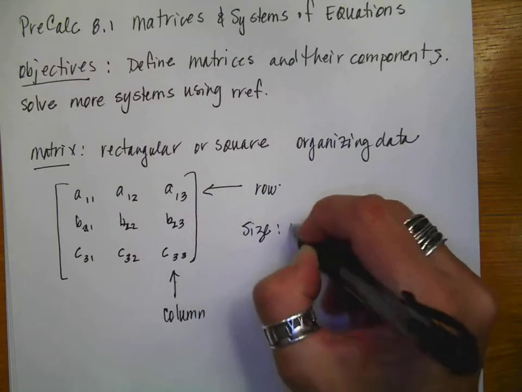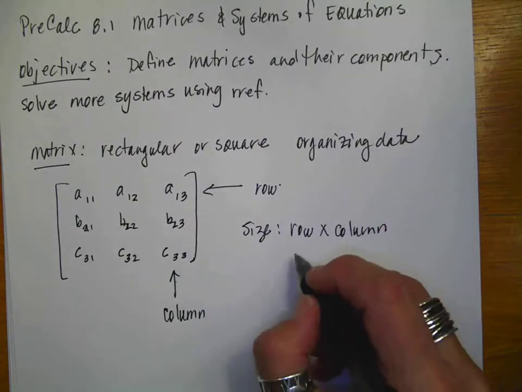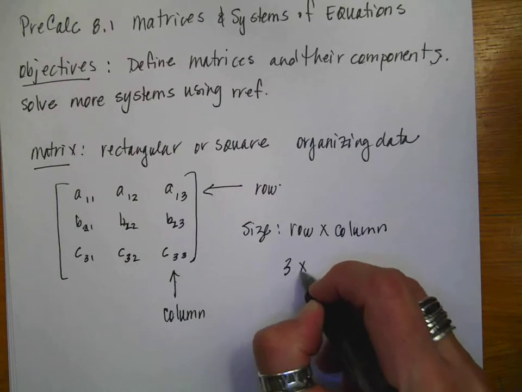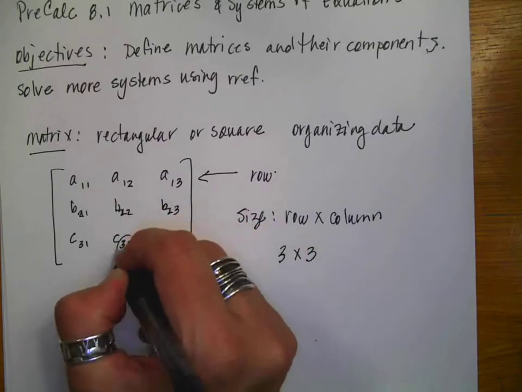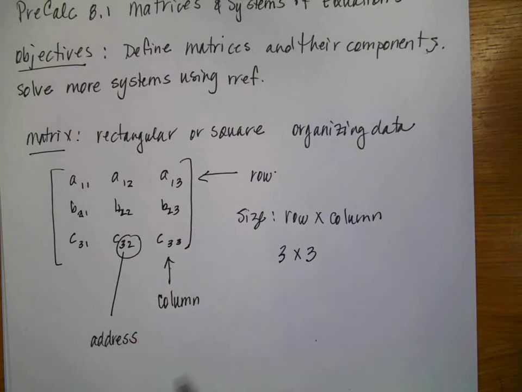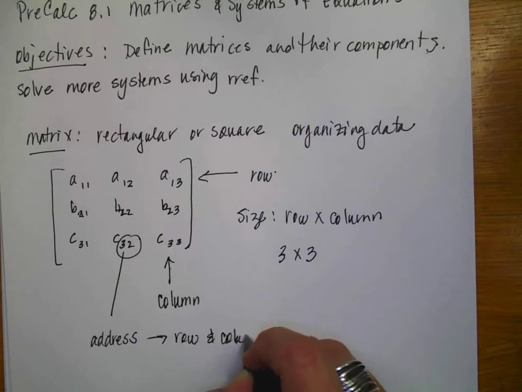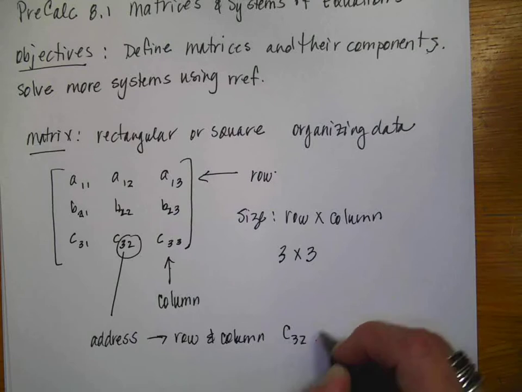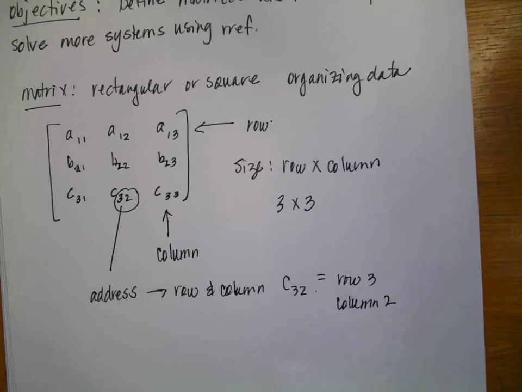When we talk about the size of a matrix, it is always row by column. So for this particular matrix, it is a 3 by 3. It is a square matrix. Each of the elements inside has an address, and it tells where they are located in the matrix, and that address is always row and column. So for example, our C32 is going to be row 3, column 2, and that is that term's specific address.